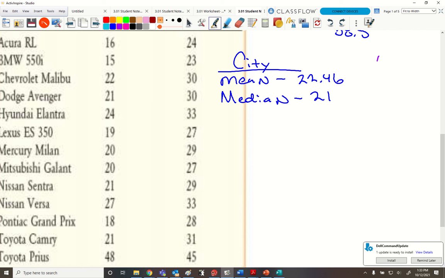So these are not needed. All you need to do is use this one. We're using just this one that you labeled what? What did I say to label it? Highway.